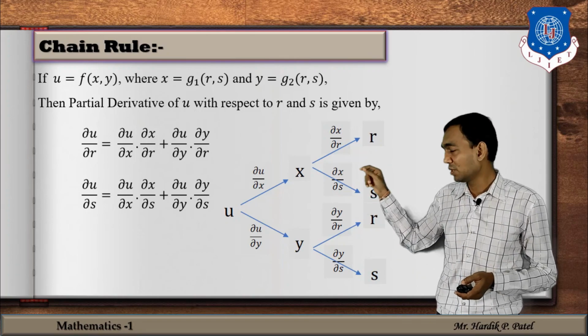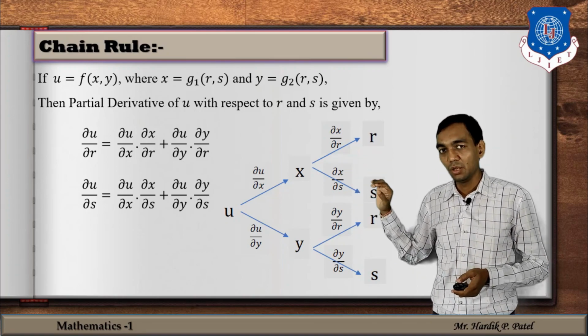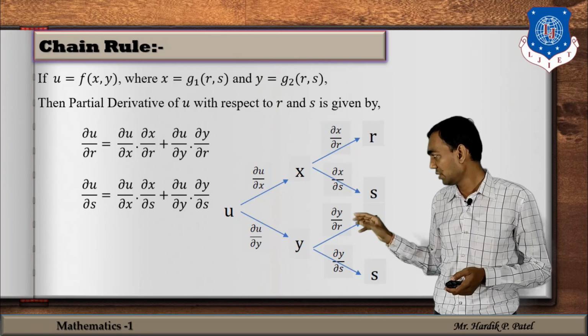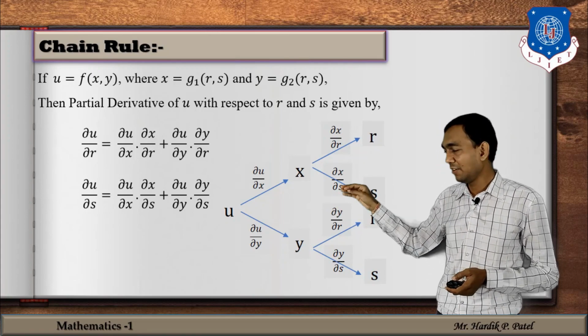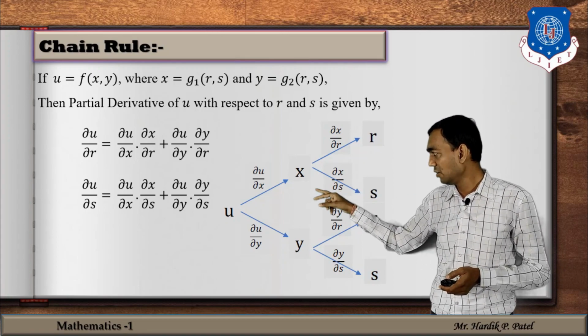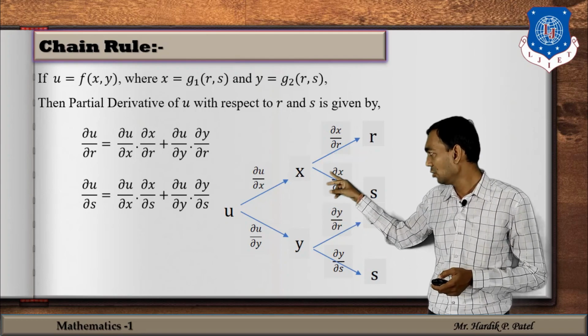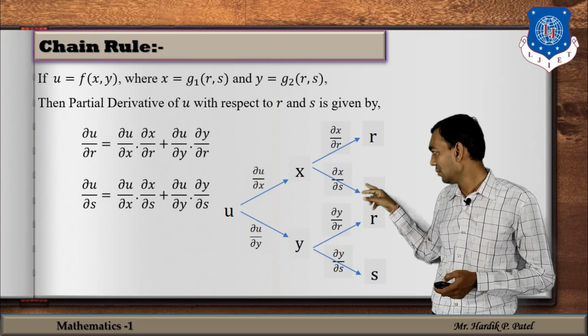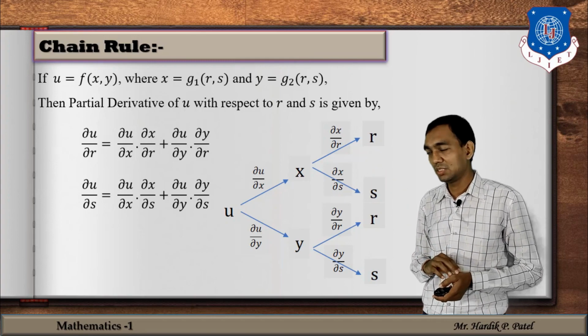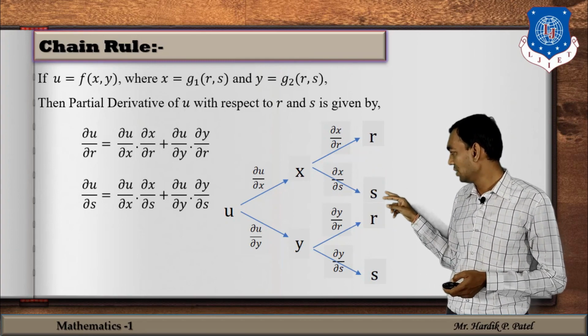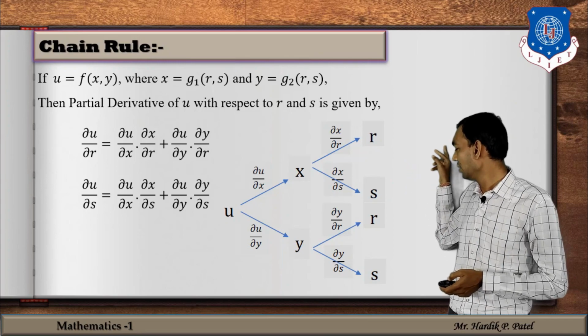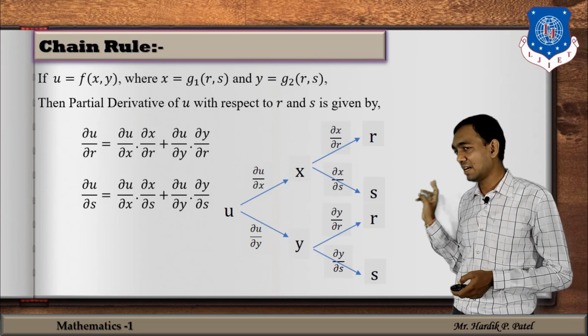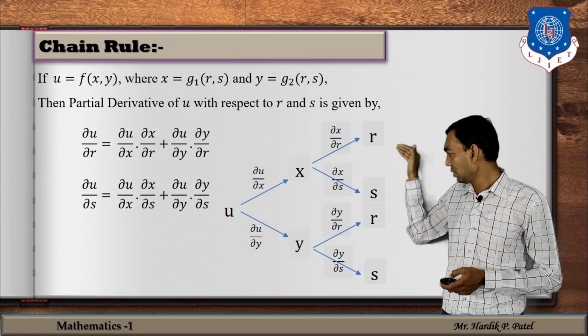So either you have to differentiate u with respect to r or you have to differentiate u with respect to s. Okay, so the partial derivative of u with respect to r, that is del u upon del r, is given by del u by del x into del x by del r plus del u by del y into del y by del r. Because see, you have two paths. First one is from u to x, x to r. Second one is from u to y, y to r. Okay, and you have to add them both.